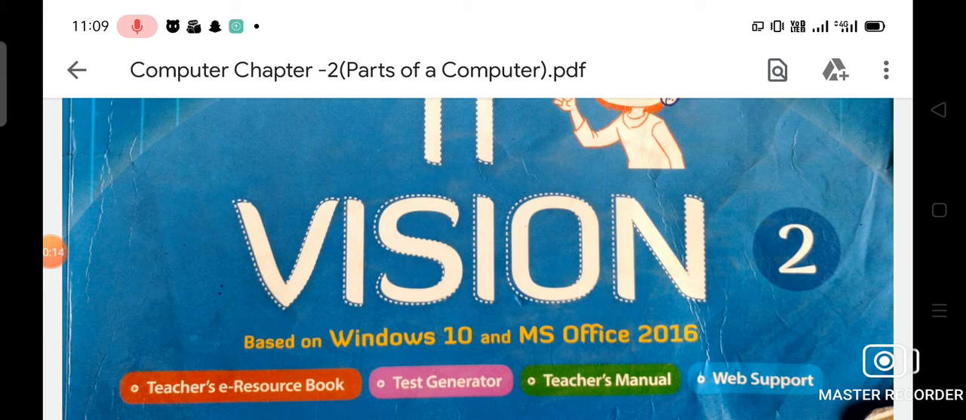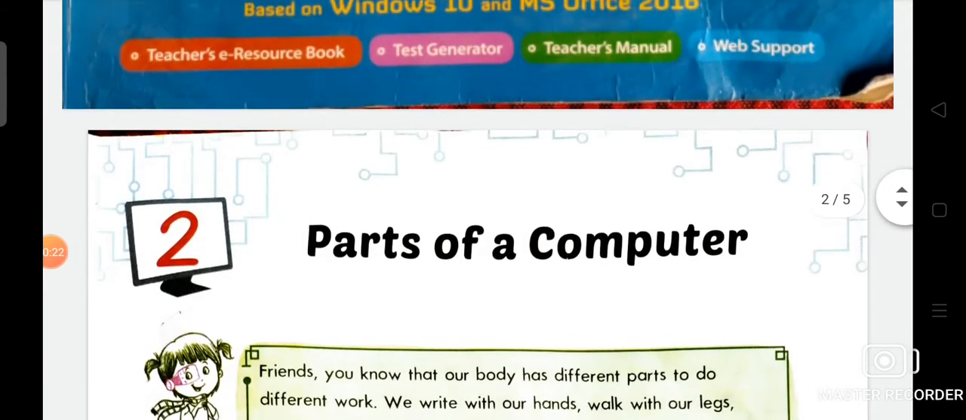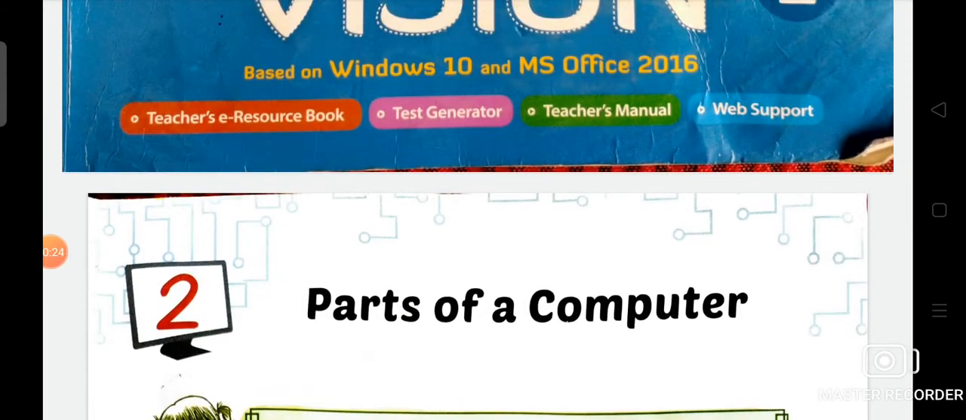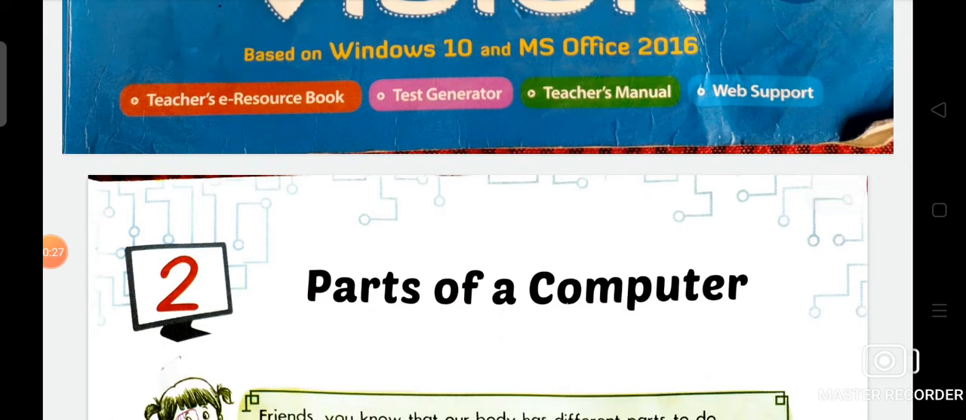So students, today we are going to start our second chapter from computer, that is parts of a computer. Students, you know what is computer? A computer is a machine. In your previous chapter, you know very well, a computer is a machine that accepts data as input, processes that data using programs, outputs that processed data as information. Students, computers can be connected together to form networks.